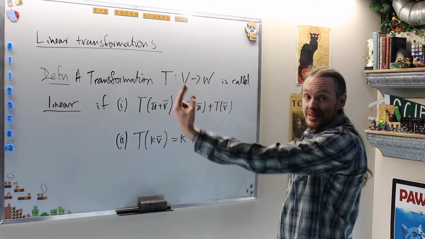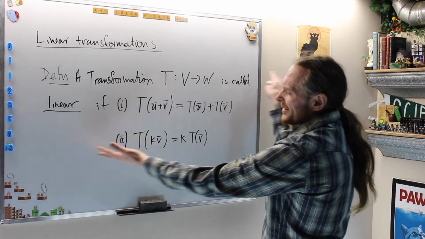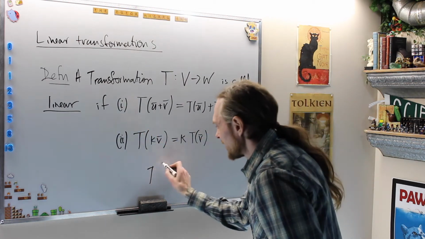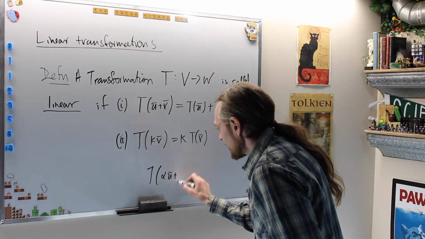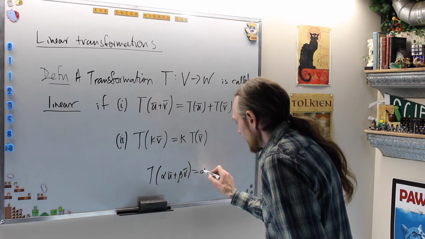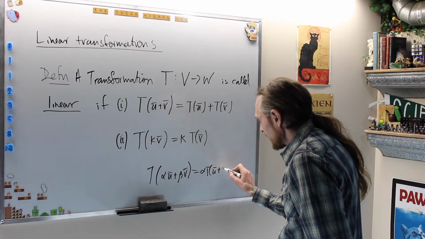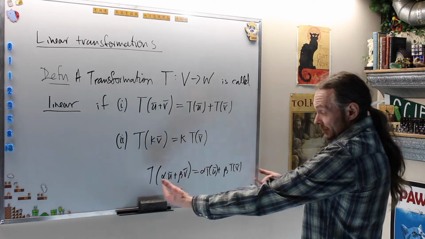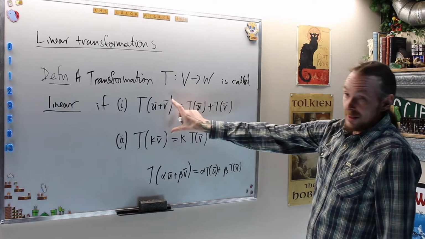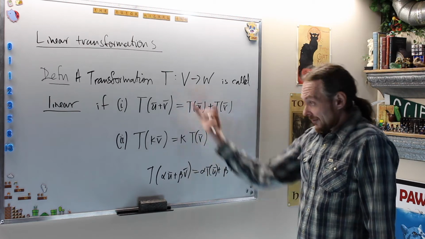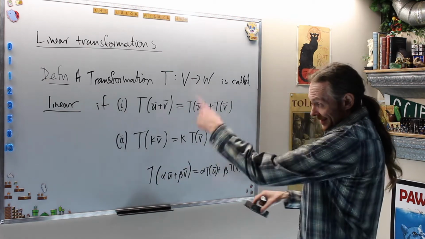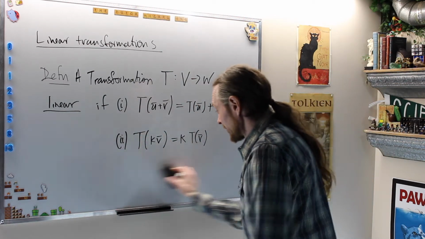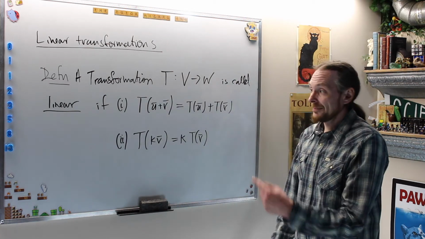If you can spit out the scalars, some of the books will write this as one axiom, which says that T of alpha u plus beta v is equal to alpha T of u plus beta T of v. You can prove that this is logically equivalent to the two statements, so you can view them as the same thing. I choose two at first so you can check conditions one at a time.